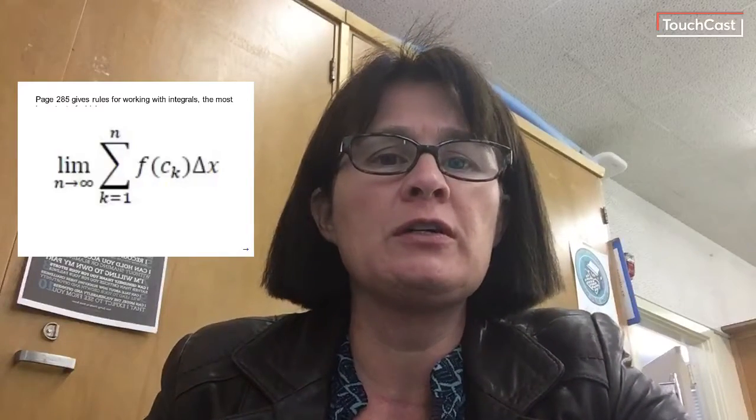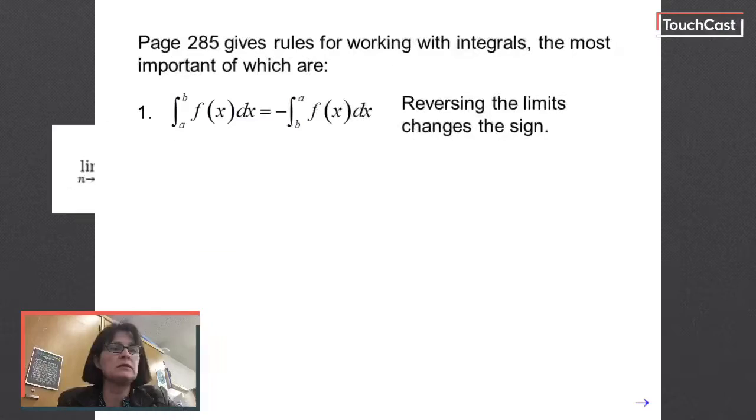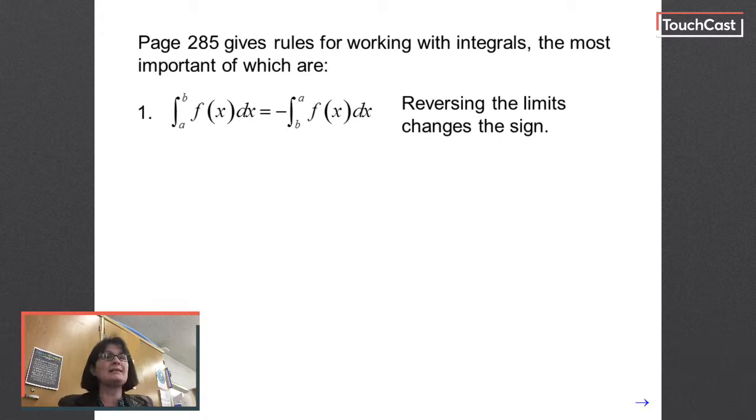So the first important property for simplifying a definite integral: if you change the order of the limits, then the result of the integral is the opposite. So remember, the limits are here, the a and the b. The a is the lower limit, b is the upper limit. If you switch the a and the b, so the lower limit becomes the upper limit and vice versa, then your area has the opposite value.